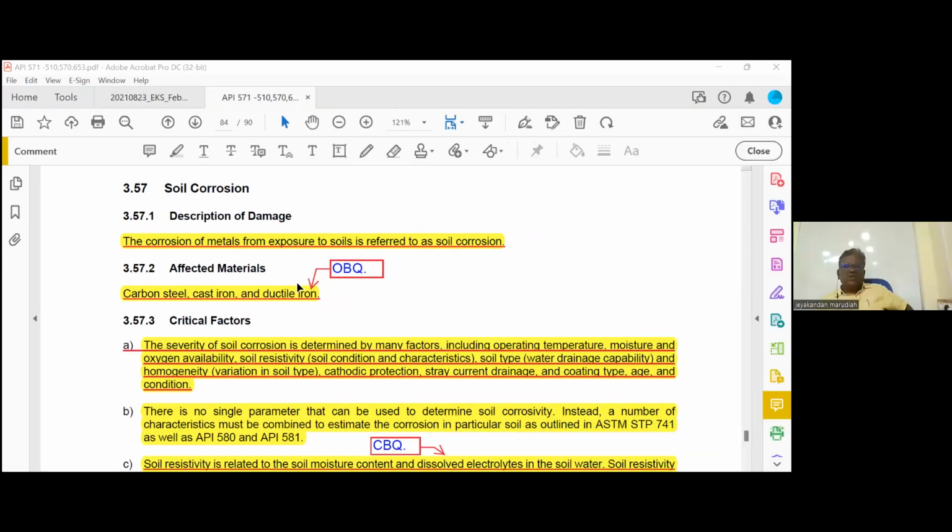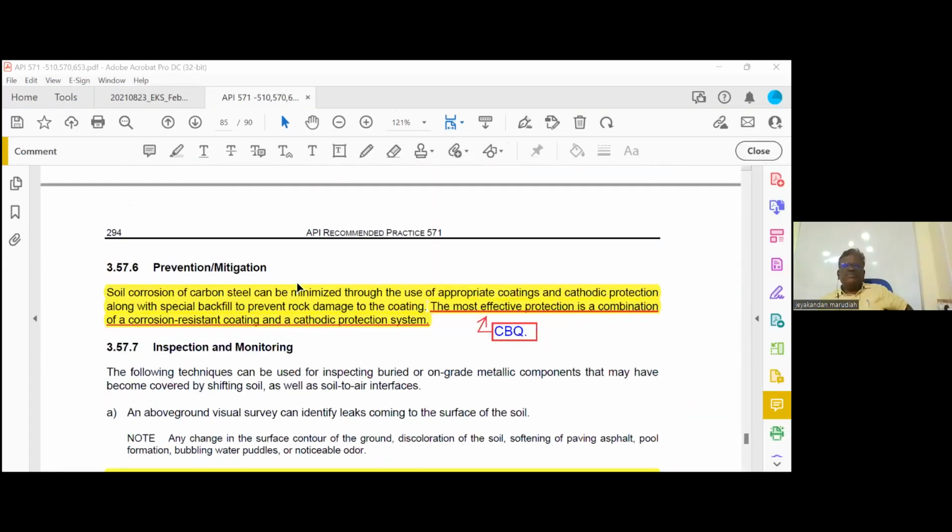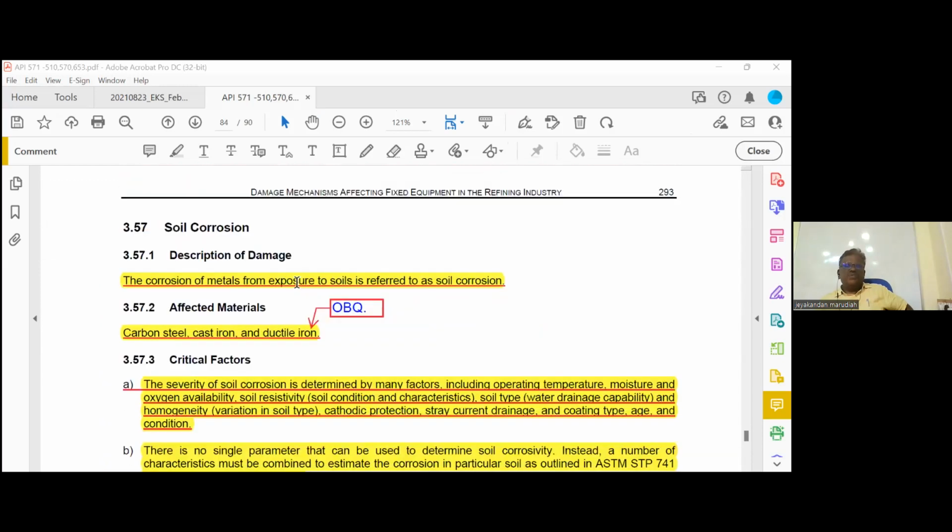Now, how to avoid soil corrosion? Which material will it affect? It will affect only carbon steel and cast iron; even low alloy steel it will not affect. Carbon steel, cast iron, and ductile iron will be affected.